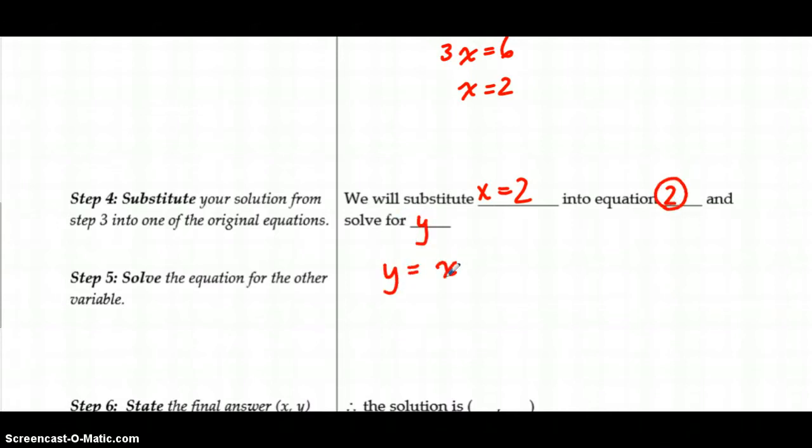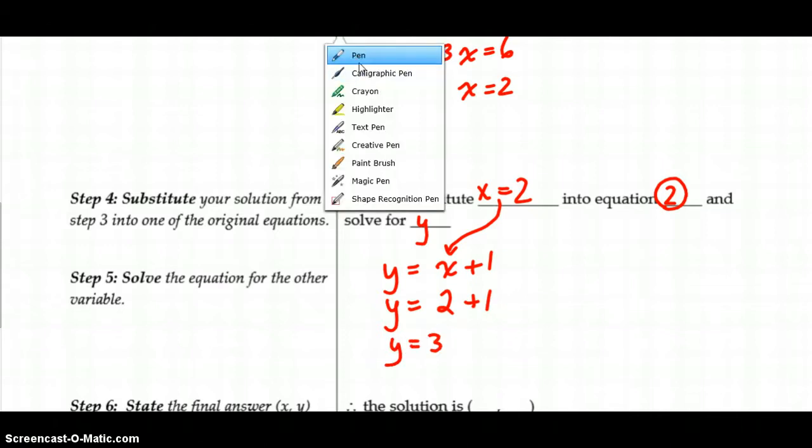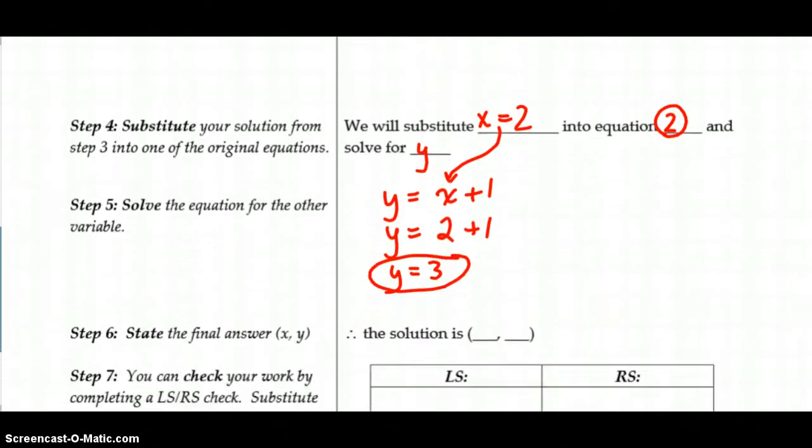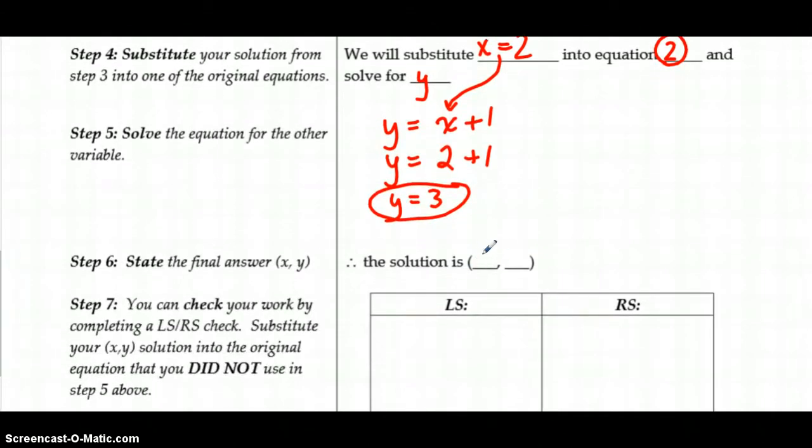So y equals x plus 1 is our equation. We're now going to substitute that first value we solved for, and we get y equals 3. When I'm normally solving problems like this and it's not on a paper that's quite so guided, I like to circle those pieces as I find them so they don't get lost in all my work. Step 6, state your final answer as a coordinate. So my final answer is (2, 3), which is the solution to this linear system.